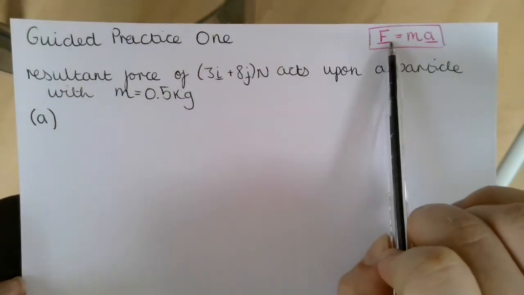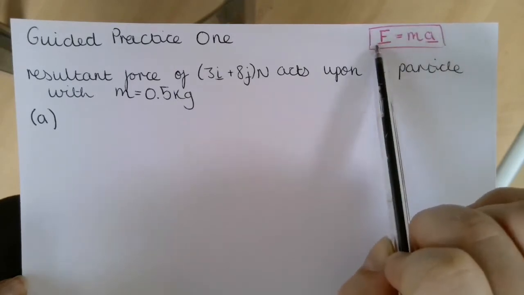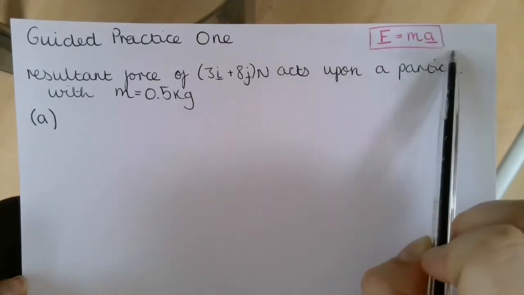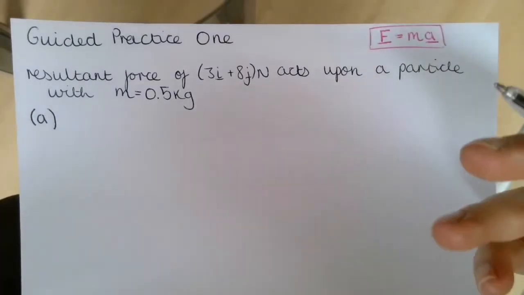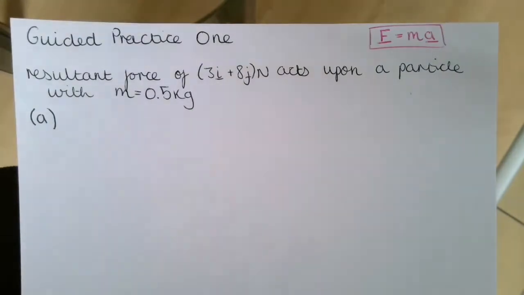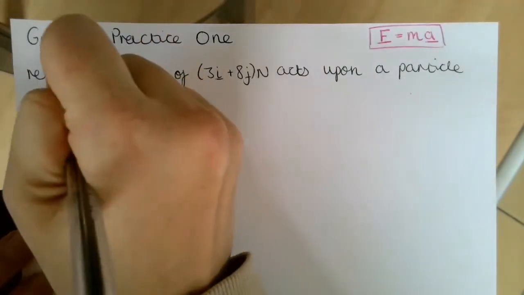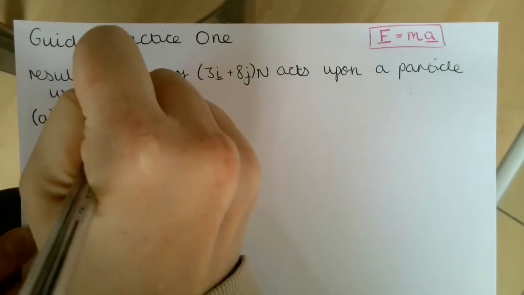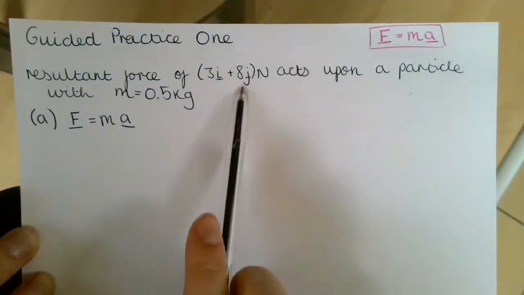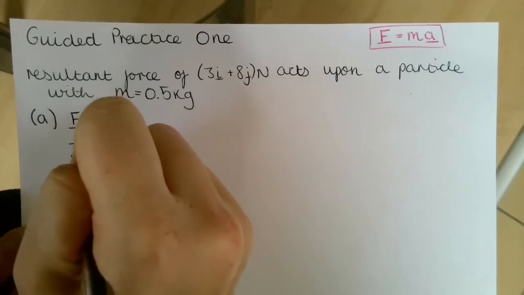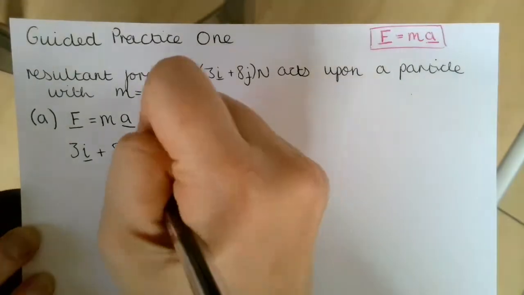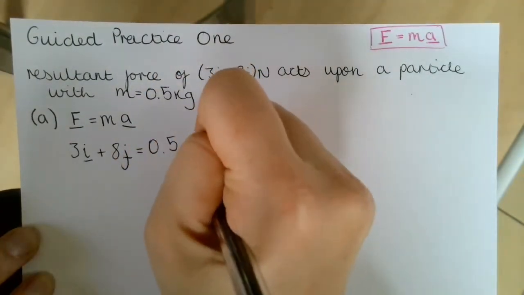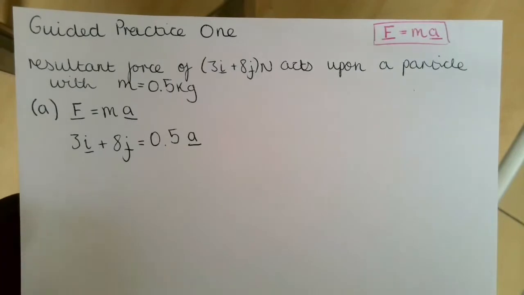We're going to be using the fact that F equals ma, where F and a are vectors, because force has a magnitude and a direction when we're looking at motion in 2 dimensions, as does acceleration. So for part A, we're using F equals ma. Our resultant force, F, is 3i plus 8j, and that's equal to the mass, which is 0.5, multiplied by our acceleration vector, which we are trying to calculate, a.